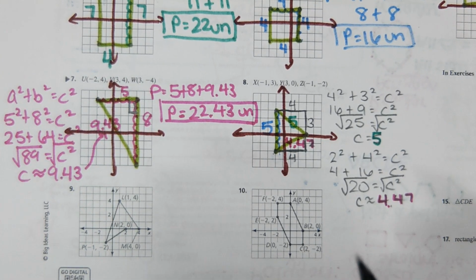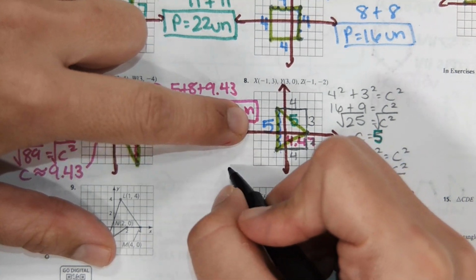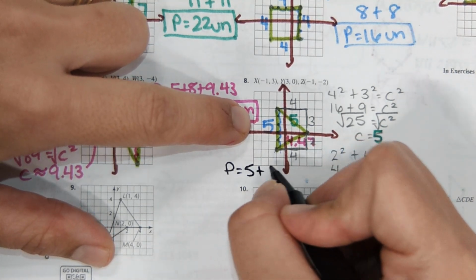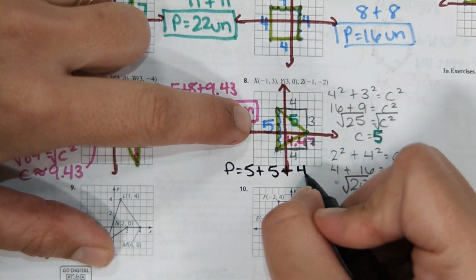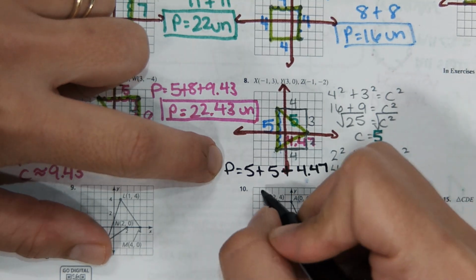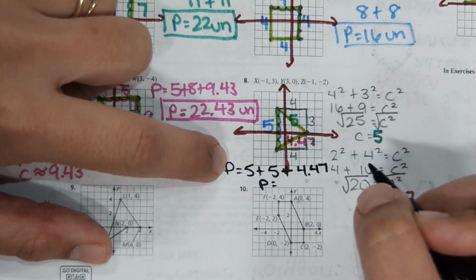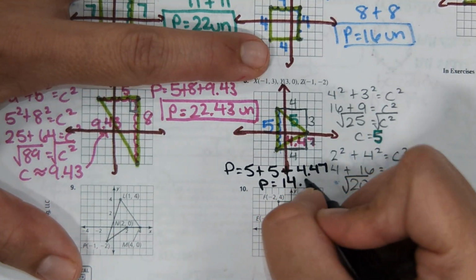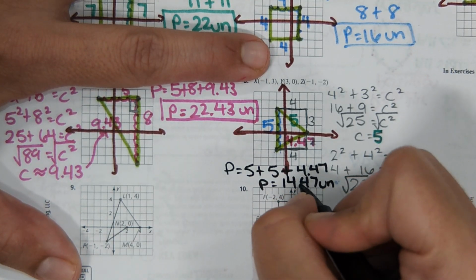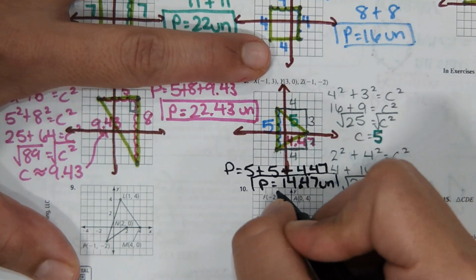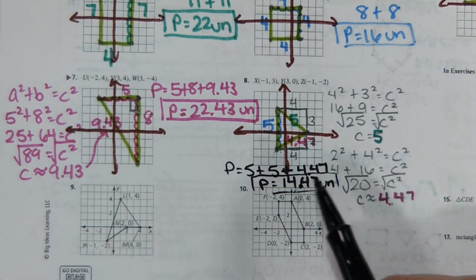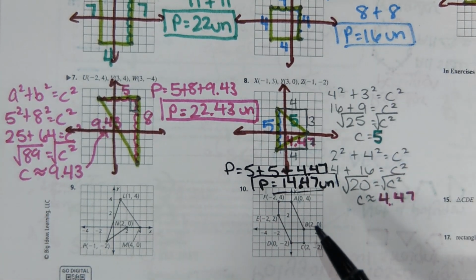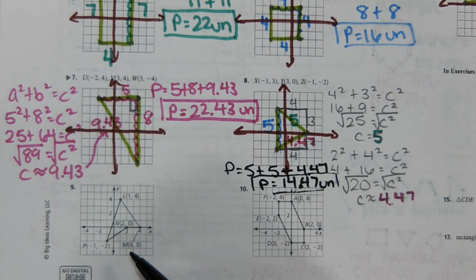And then the last step in finding the perimeter is adding up those values. So perimeter equals 5 plus 5 plus 4.47. Add those 3 values and you get 14.47. And that is like the high school level geometry. Actually, a lot of times on testing, you'll see more of this style, but we'll work up to that.